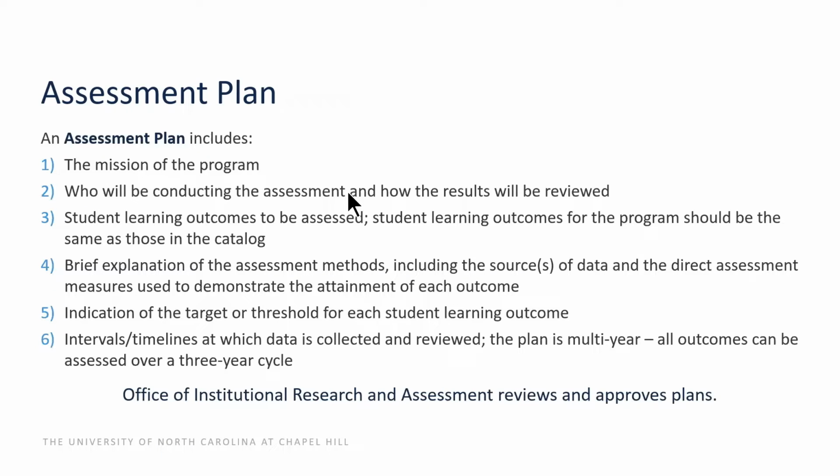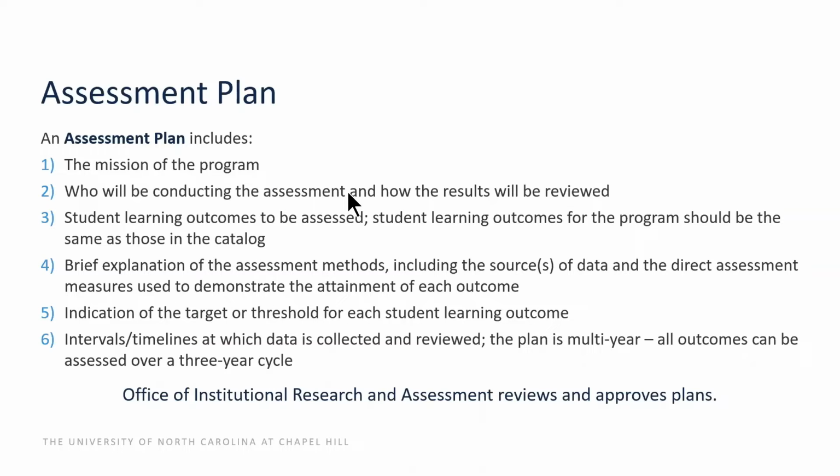So here are the components that form the assessment plan. There are six aspects to it. We'll look at the template and some examples too. But there are six aspects to it. It describes the mission of the program, who will be conducting the assessment, and how the results will be reviewed, the student learning outcomes that will be assessed, and the student learning outcomes that are used in the plan surely should match the ones that are in the catalog.